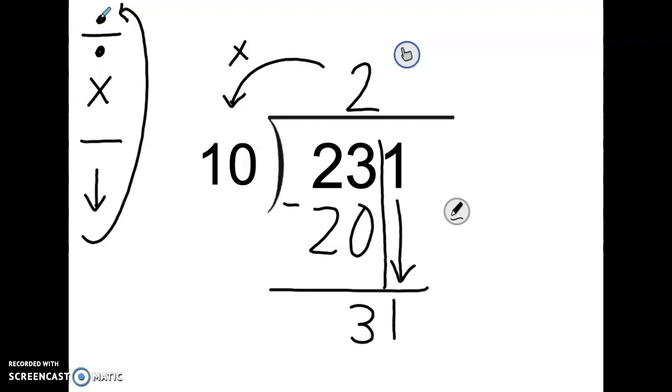So if I have 31, how many groups of 10 can I make? I can make 3. 3 times 10 is 30. Subtract, I get 1. And that 1 will be my remainder because I don't have any more digits to bring down. So I'd write remainder of 1.